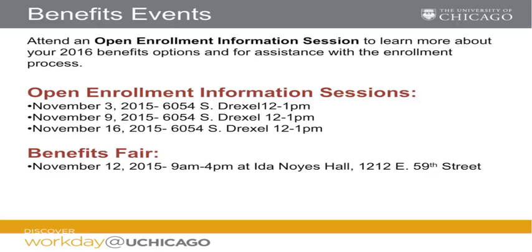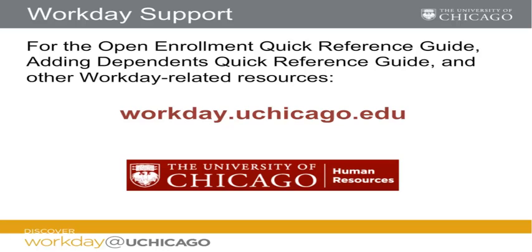Open enrollment information sessions will take place November 3rd, 9th, and 16th, all at 6054 South Drexel Avenue from 12 to 1 p.m. Additionally, the Benefits Fair will take place on November 12th from 9 a.m. to 4 p.m. at Ida Noyes Hall, which is 1212 East 59th Street. For the Open Enrollment Quick Reference Guide, Adding Dependents Quick Reference Guide, and other Workday-related resources, please visit workday.uchicago.edu.